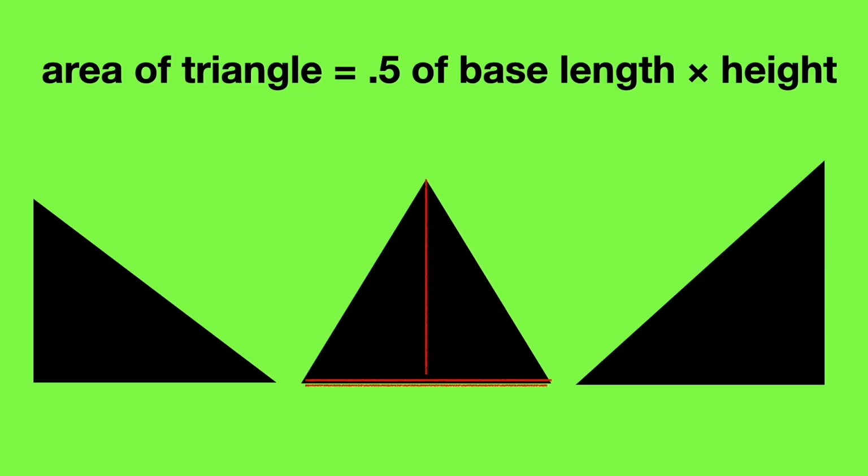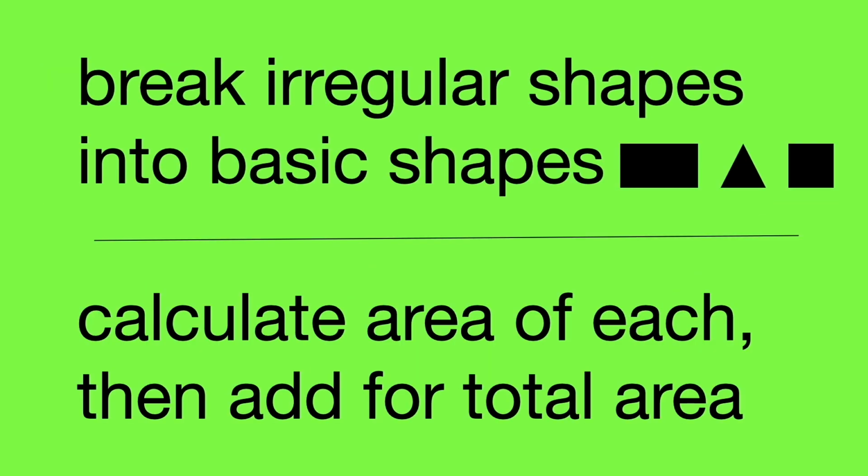Super quick review: area of a triangle is half of the base length times the height. If you need to, break irregular shapes into basic shapes. Try and make it a square, a rectangle, a triangle, and calculate the area of each, then add for the total area.